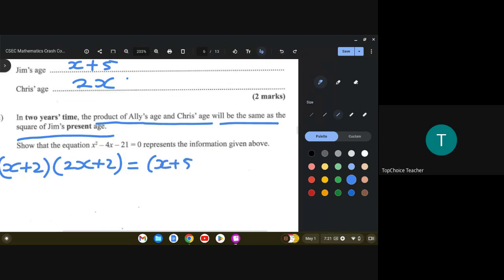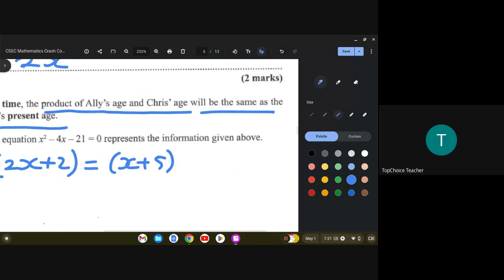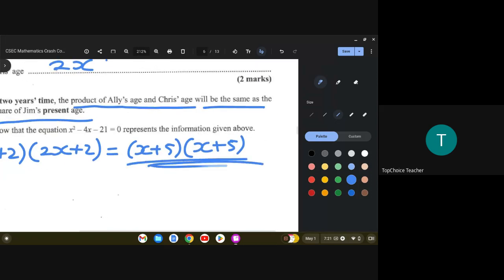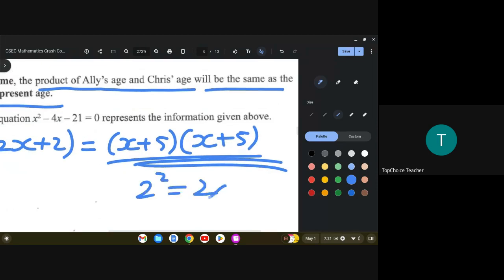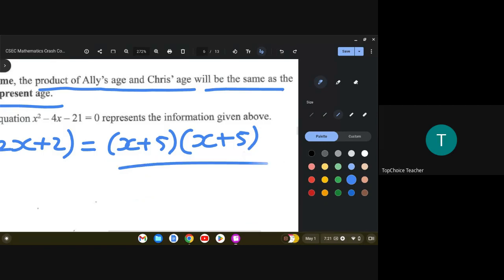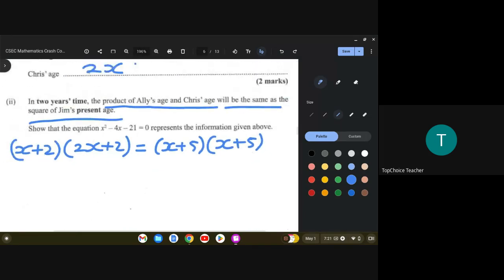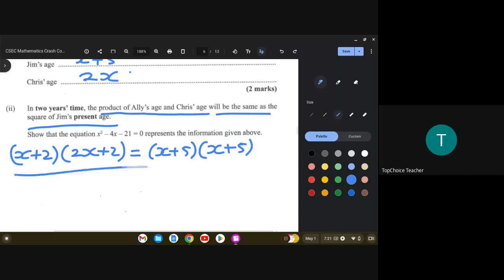But do you know that x plus 5 squared is x plus 5 multiplied by x plus 5? Did you all know that? Because if we have 2 squared, that's 2 times 2, so x plus 5 squared must be x plus 5 times itself, right? Look at what you just did here. Isn't this our equation? Isn't the only variable in this thing x?